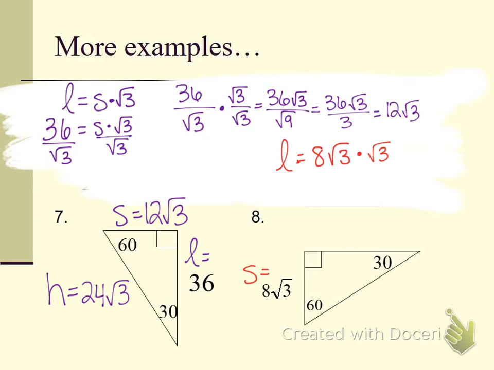When we take root 3 times root 3, we get 8 root 9. The square root of 9 is 3, and 8 times 3 is 24. So our long side has a length of 24. What about our hypotenuse? 16 root 3. We just take the short side times 2. 8 times 2 is 16. Still has a root 3 as part of it.